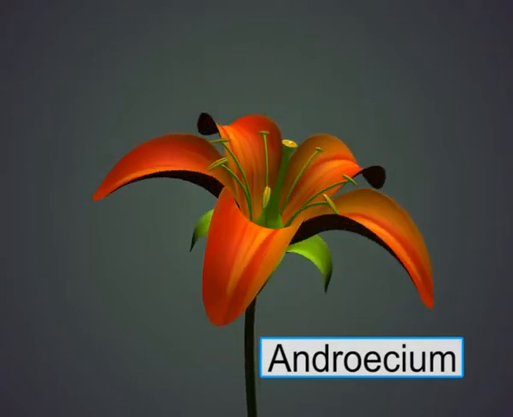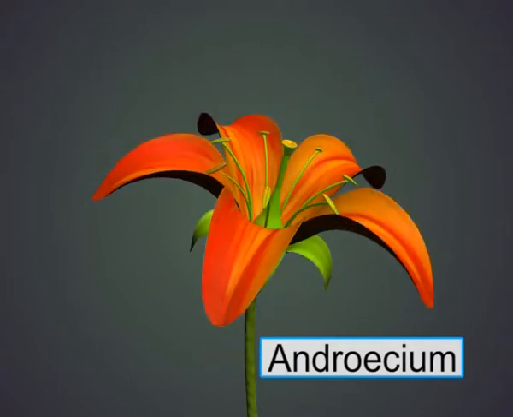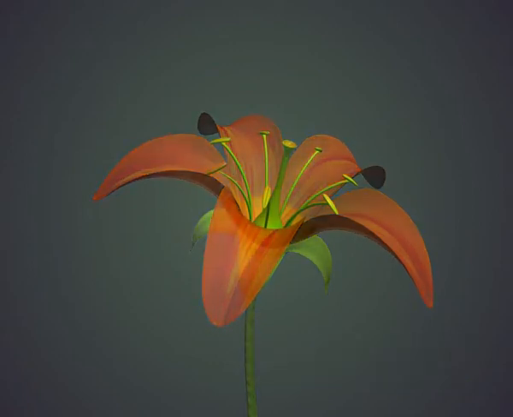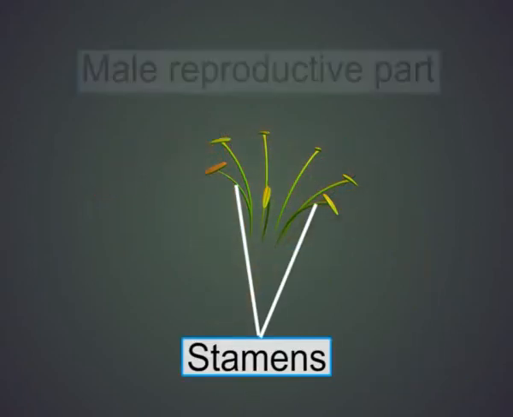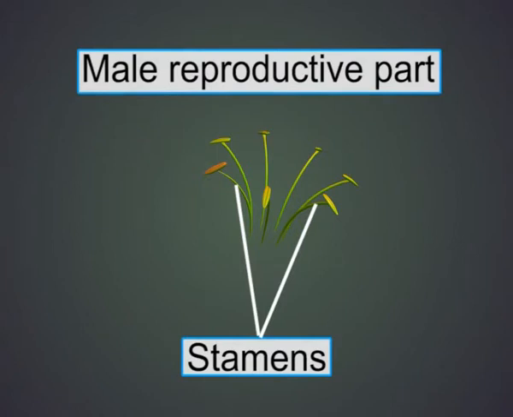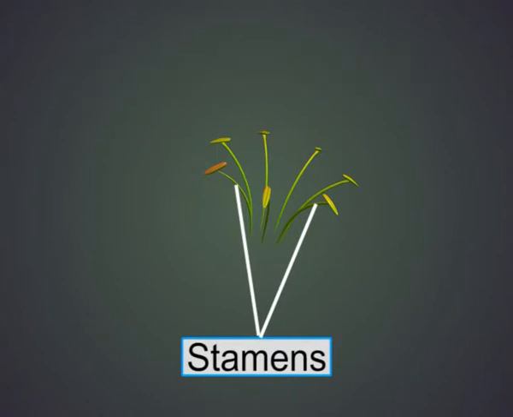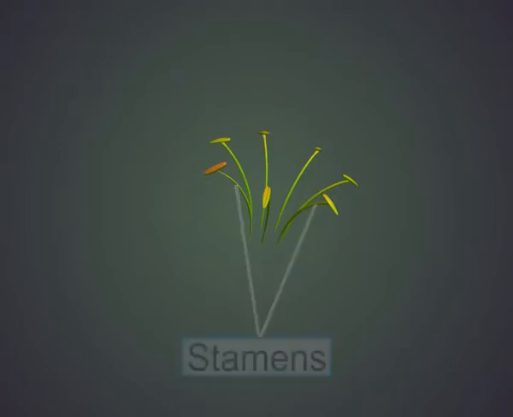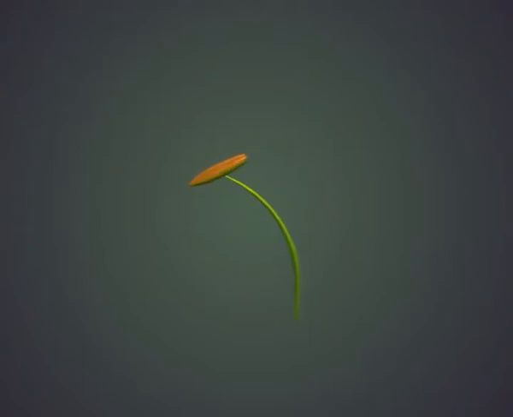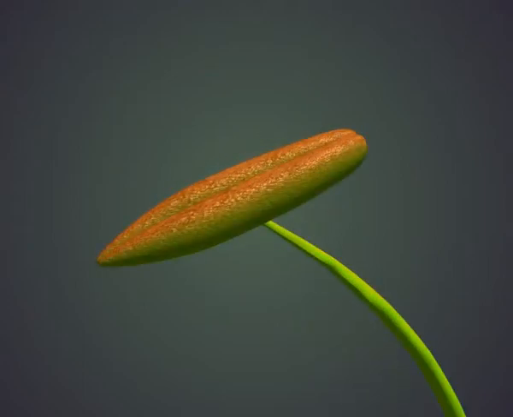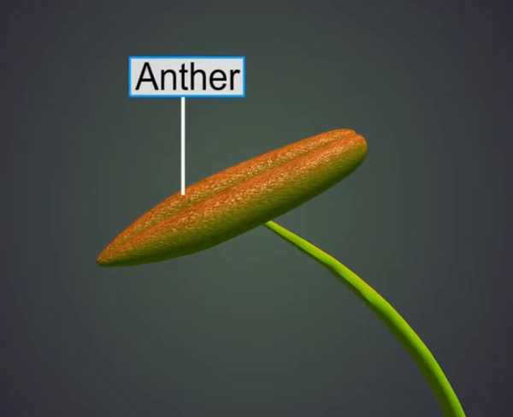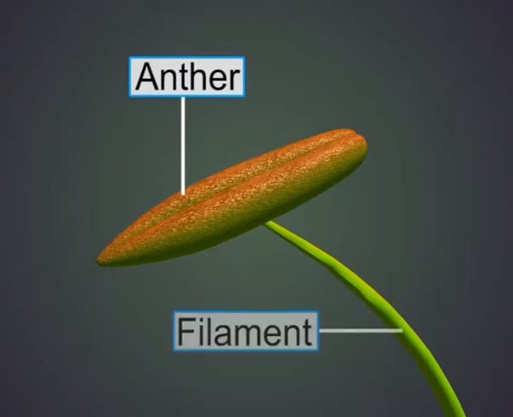Androecium is the essential whorl present inner to the petals, which consists of stamens or the male reproductive part of a flower. The male parts of a flower consist of one or more stamens and each stamen is made up of a knob-like structure called as anther and a slender stalk-like filament as shown in the visual.